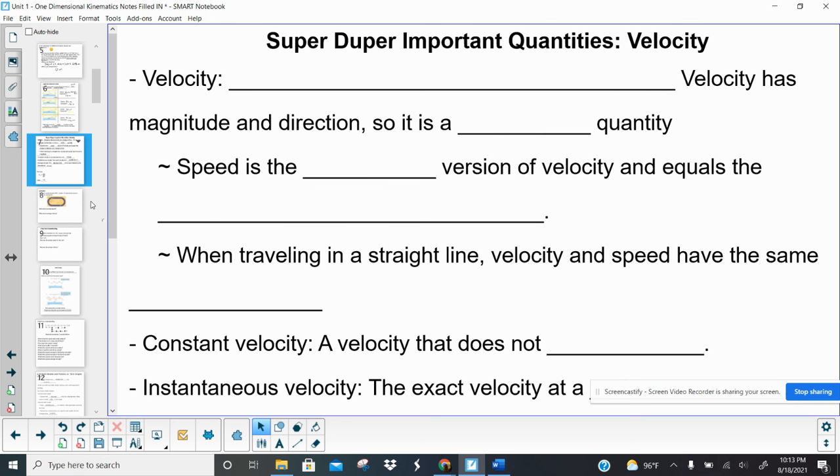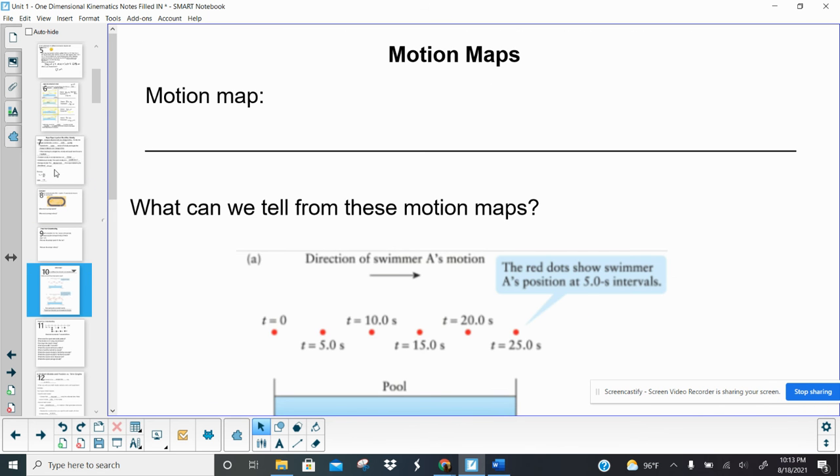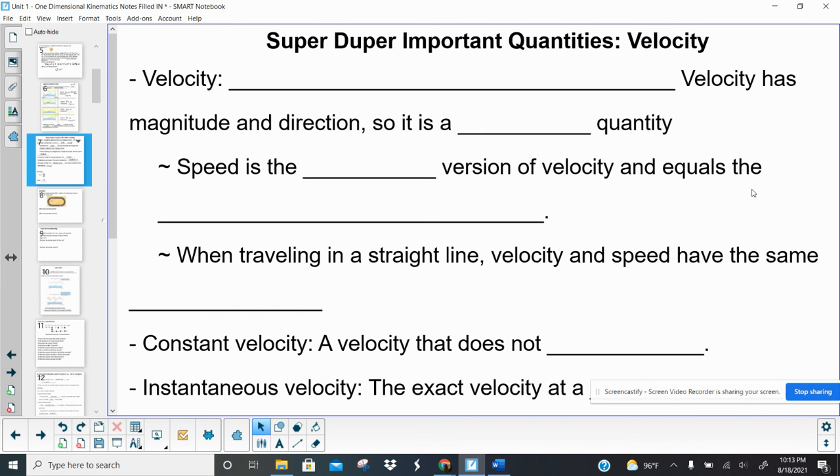Okay, we are going to go ahead and talk about velocity and then take a pause after that, so I'm not making this a half-hour long video. So let's go ahead and fill in our notes for velocity.